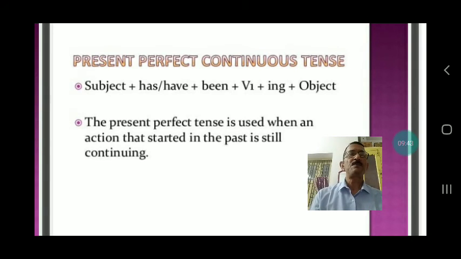Now it is present perfect continuous tense: subject plus has or have plus been plus V1 plus ing plus object, where we also use the words since or for, identifying from what point of time the given action was initiated or for what period of time. The present perfect continuous tense is used when an action that started in the past is still continuing. It has not come to an end. So we can use such expressions now.